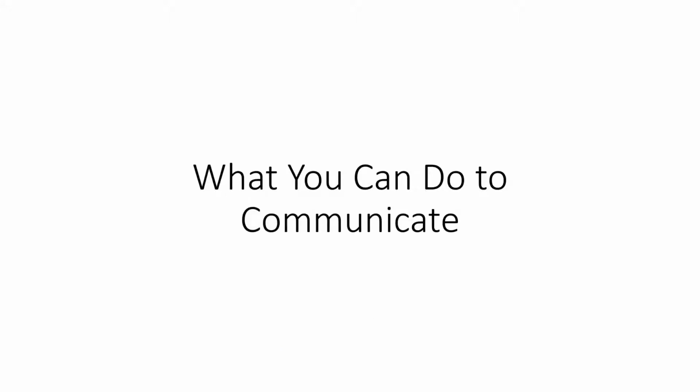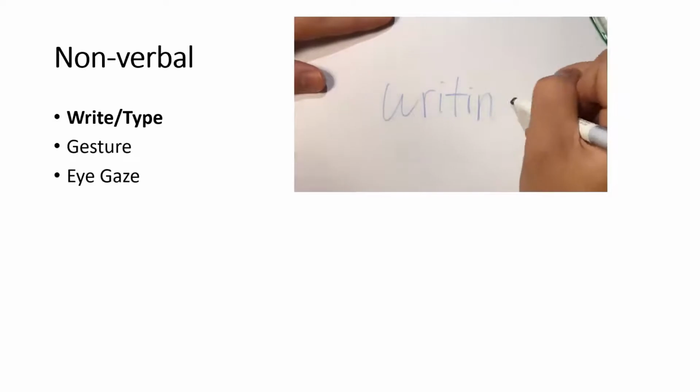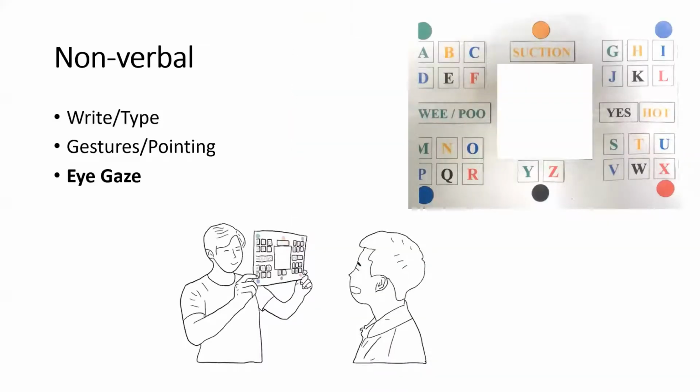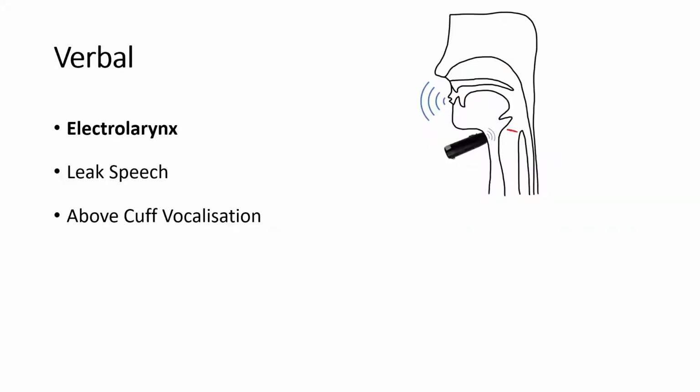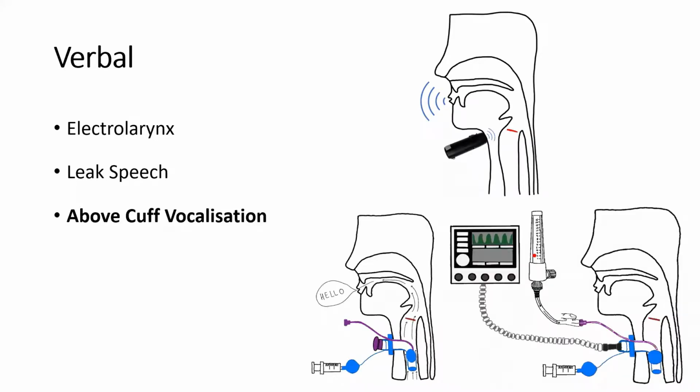What can you do to communicate? There are many ways to communicate, even if you're on a tracheostomy. For non-verbal communication, you can write, gesture, and even use eye gaze to communicate. For verbal communication, you can use the electrolarynx to produce vibrations, but in this module, we will focus on the following: leaked speech, and above cuff vocalization to elicit speech.